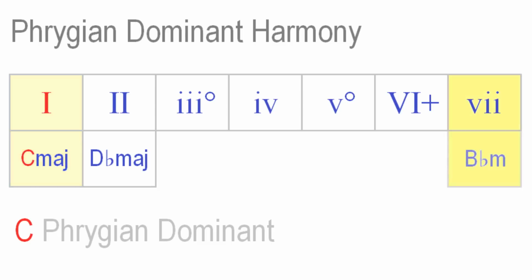Another common movement would be to the 7th degree of the scale, which would naturally fall as a minor chord, one whole step down from the tonic. In the harmonized C Phrygian scale, the 7 chord would be B flat minor.